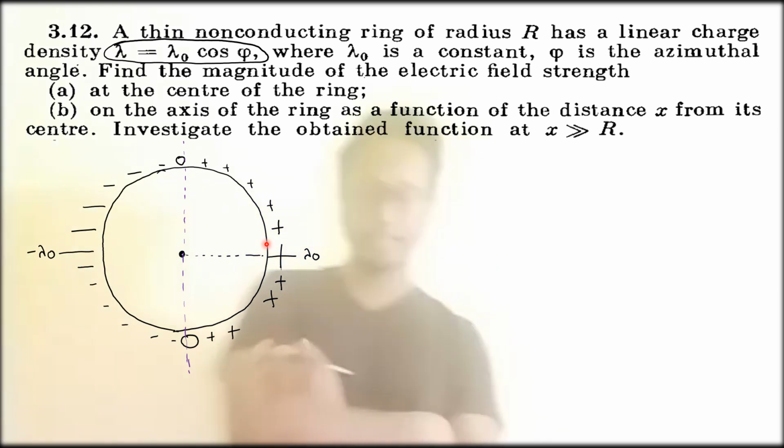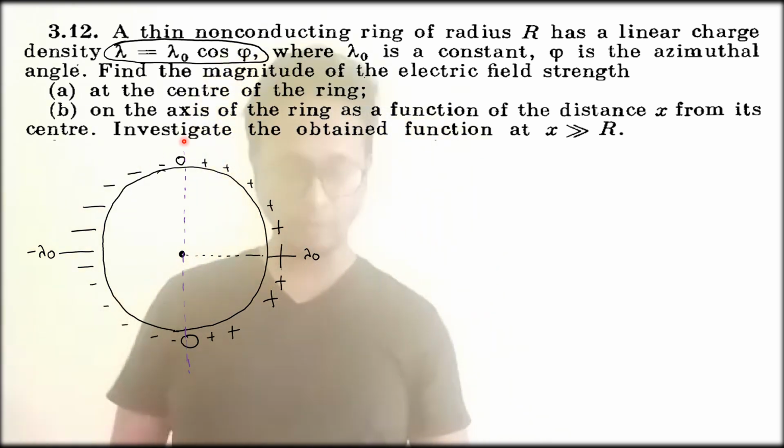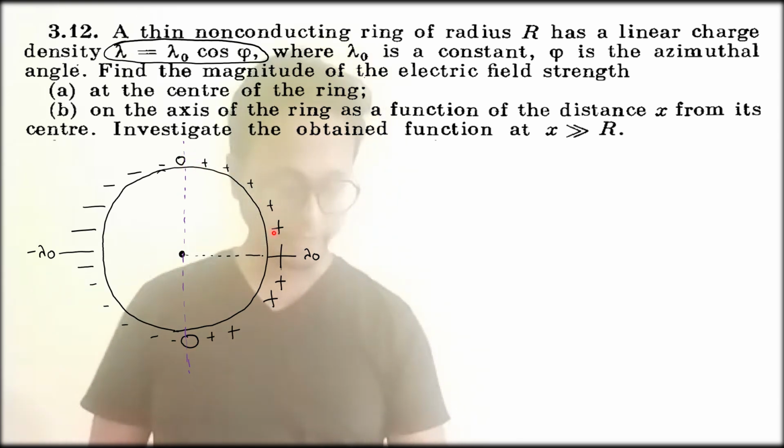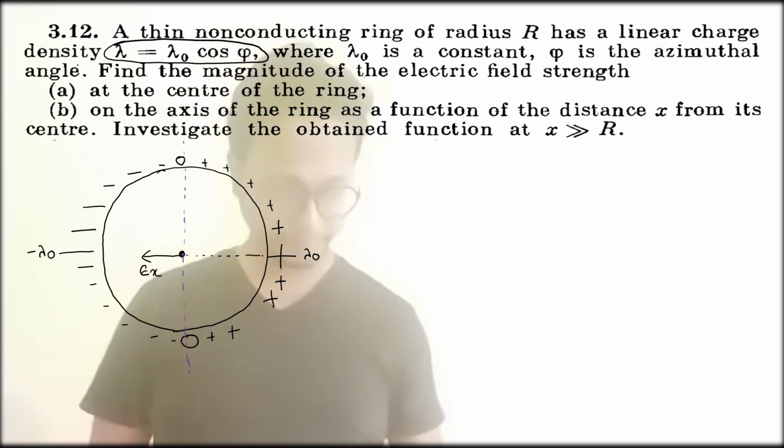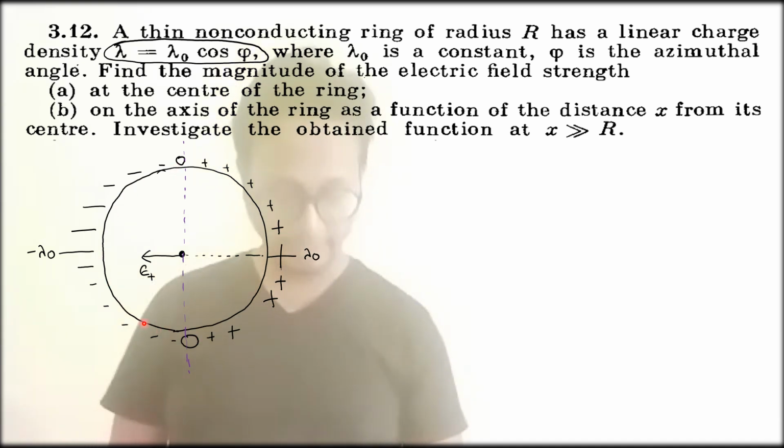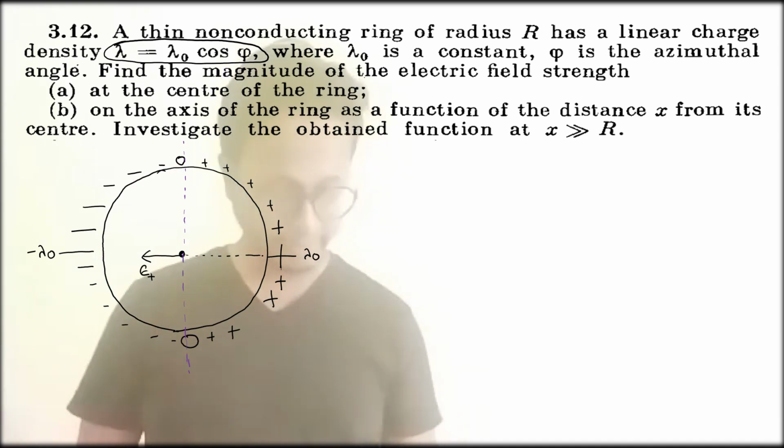So instead of integrating the whole thing in a linear way, what we'll do is divide this ring into two parts. Now if you observe the right hand part, the net electric field due to positive charges would be in this direction. If you observe the left hand part, the net electric field would also be in this direction.